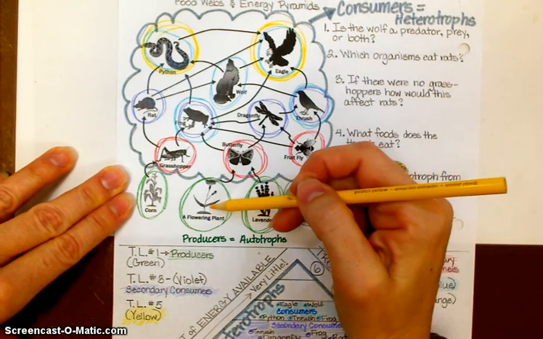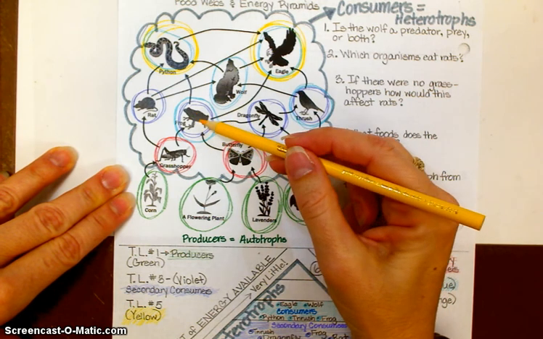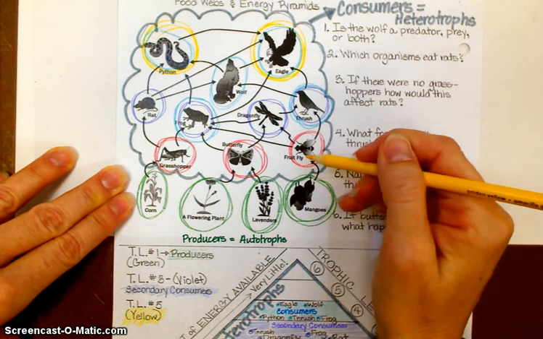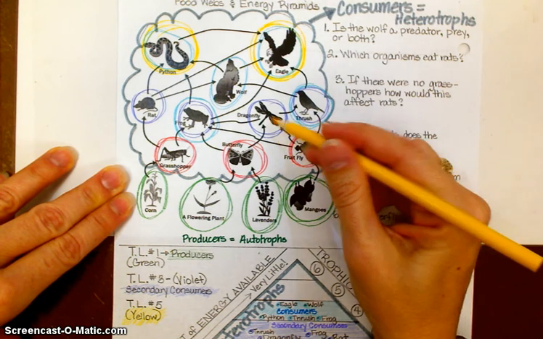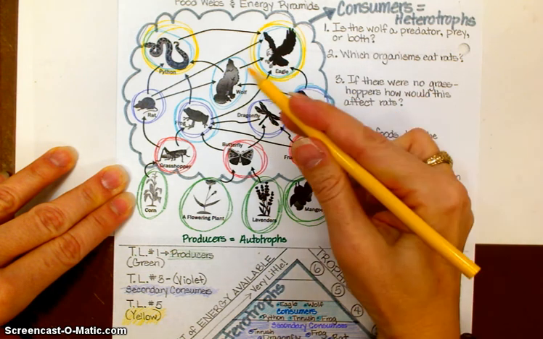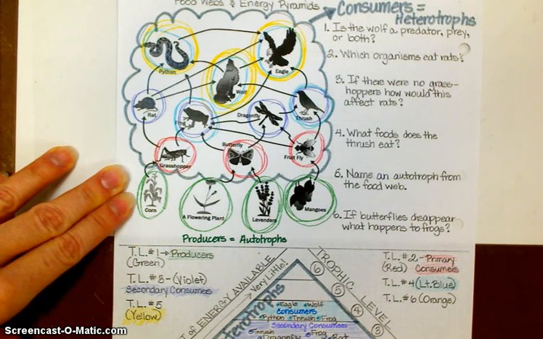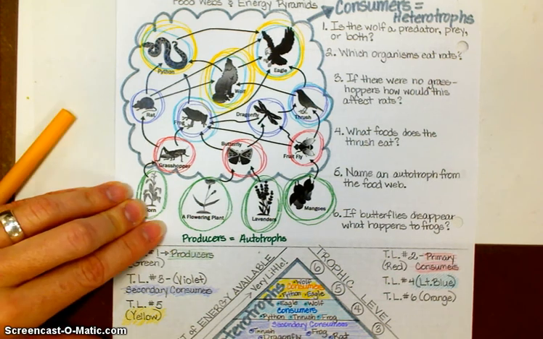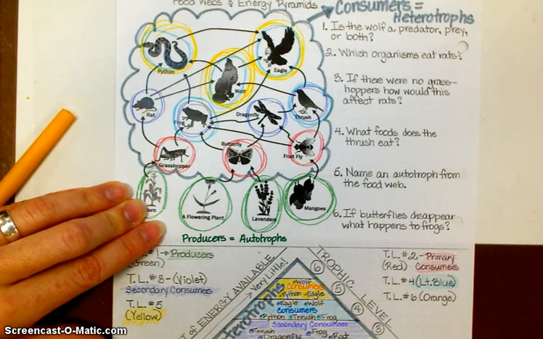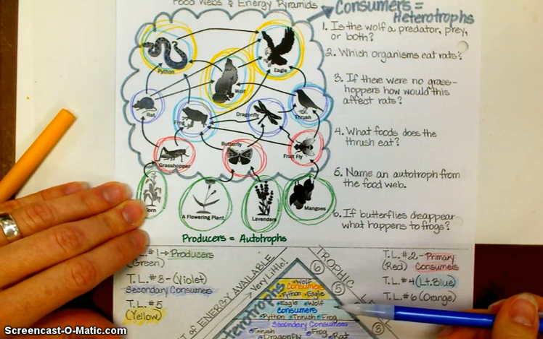Let's see. 1, 2, 3. Nope. Okay. 1, 2, 3, 4, 5. Okay, so the wolf could be on trophic level number 5. So let's pause and write those guys down. All right, so once again, depending on the pathway that's followed through the food web, the wolf, python, and eagle could be on trophic level 5 of the energy pyramid.